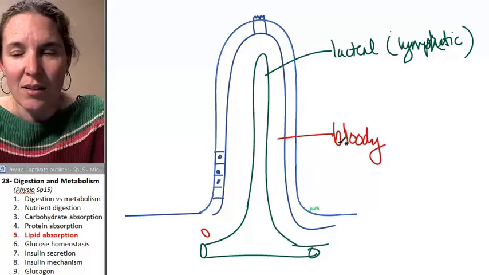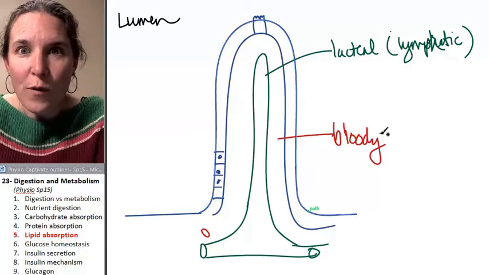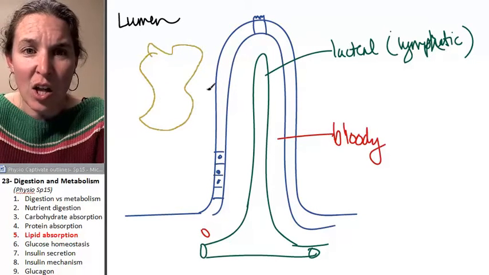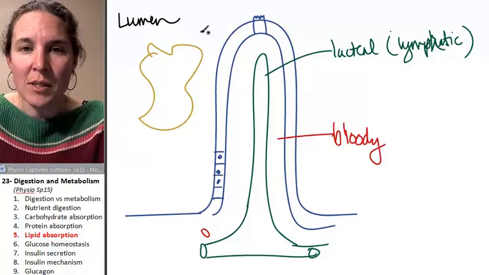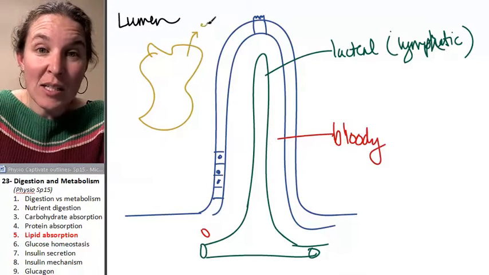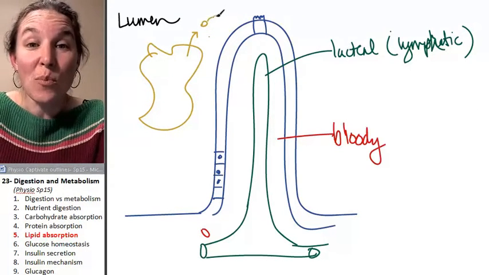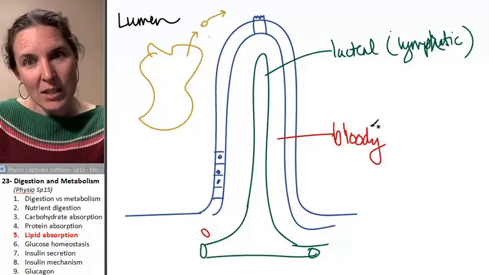Fat in my lumen. Don't forget, fat globs are going to glob together. And so you have to have bile come in and break up the globs. And once the bile breaks the globs into smaller globs, then you're going to have lipases that are going to break your fats into their component parts. You remember this from Bio 1.